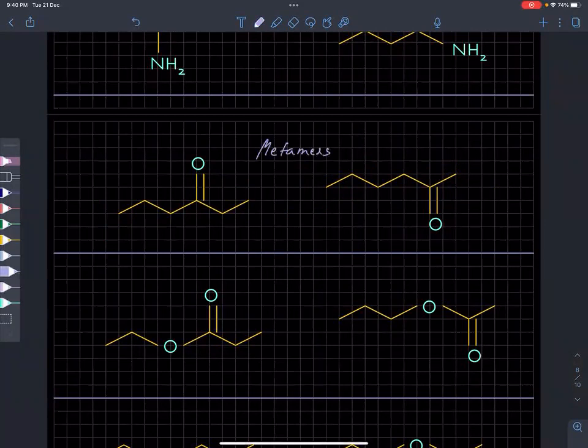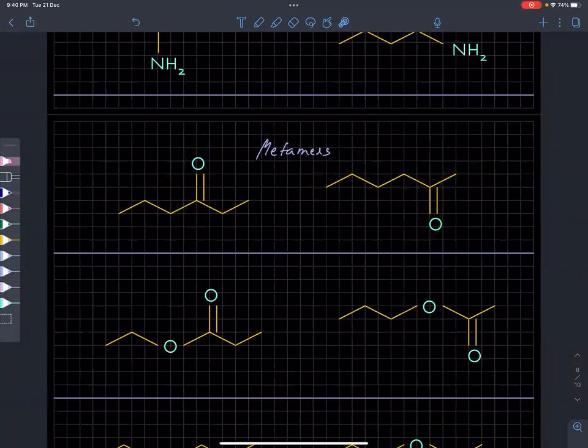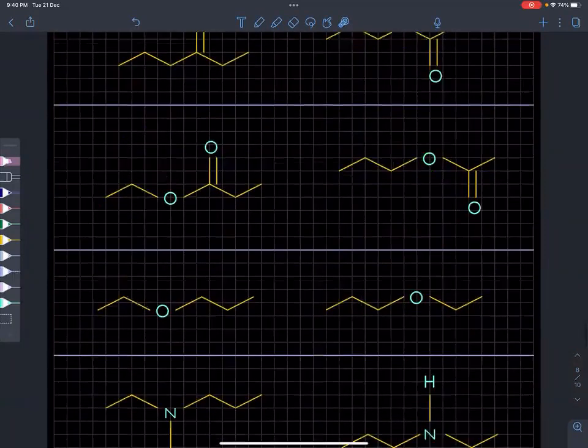Whenever you have two ketones, two esters or two ethers, in which the carbon group is cutting the chain into two parts, this part and this part, they are supposed to be metamers. These are also metamers. Why? Count the number of carbons: 1, 2, 3, 4, 5 and 1, 2, 3, 4, 5. These two are esters, so these two are also metamers.